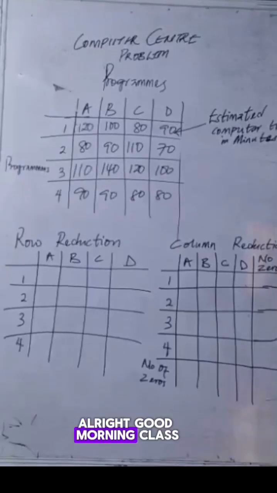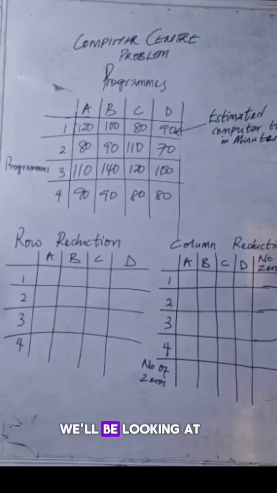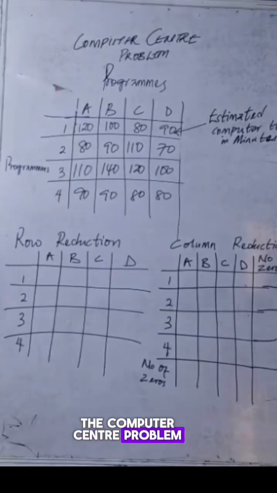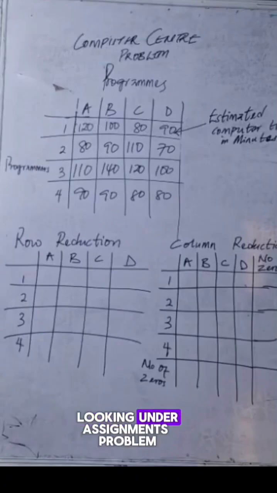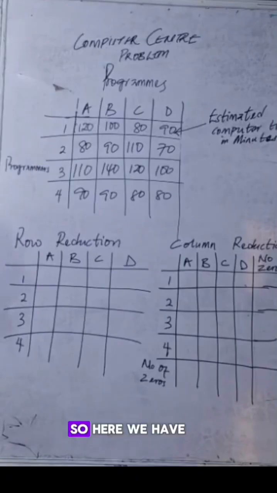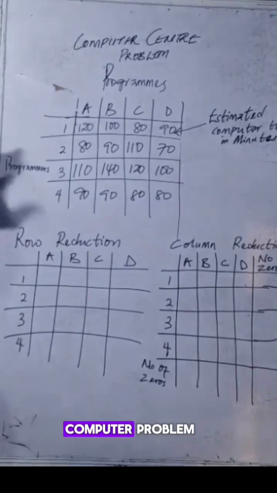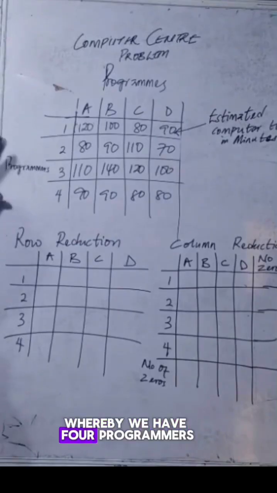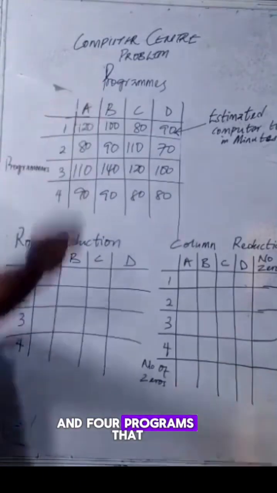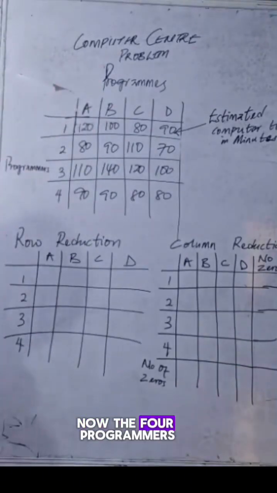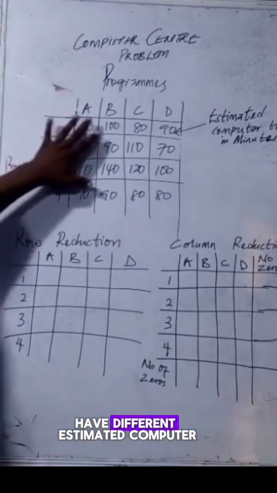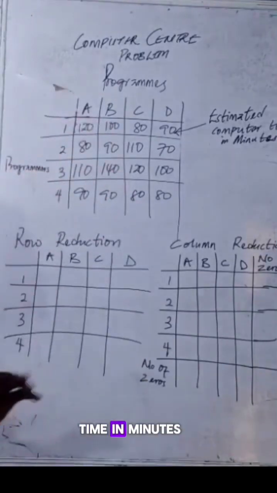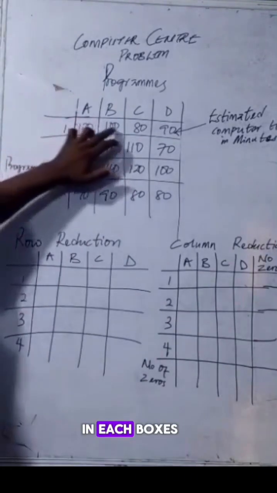Right, good morning, class. This morning we'll be looking at the computer center problem as part of the practice questions under the assignment problem. Here we have a computer problem whereby you have 4 programmers and 4 programs that need to be done. The 4 programmers have different estimated computer times in minutes, which you can see in each process.